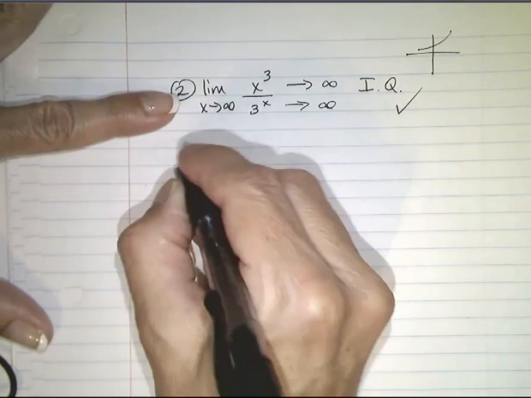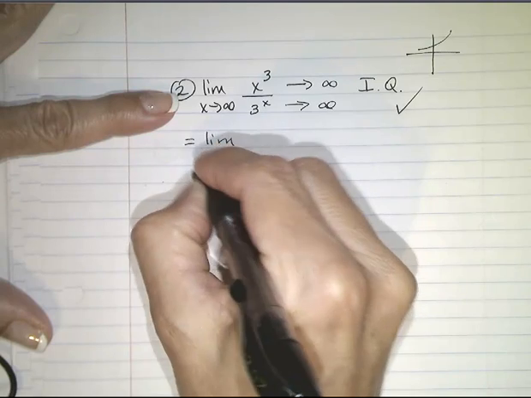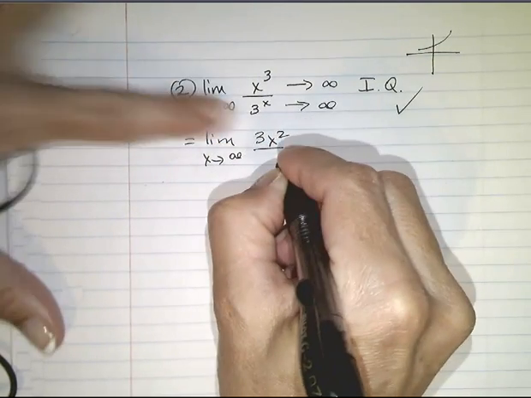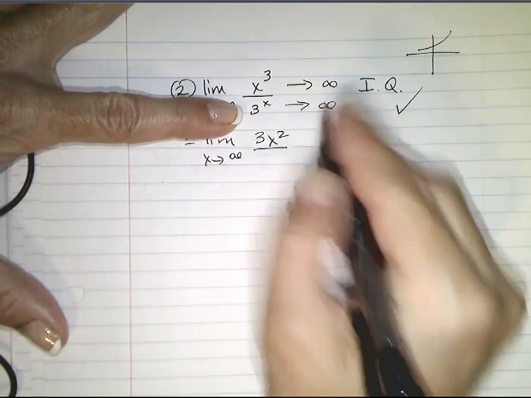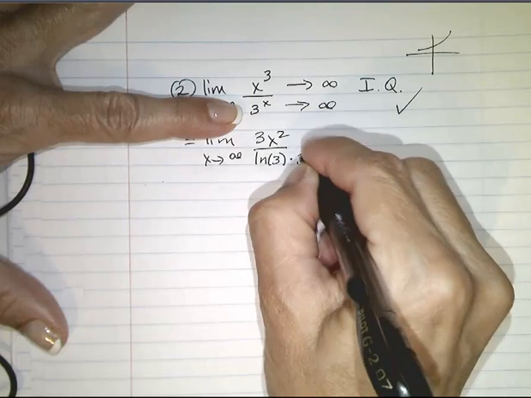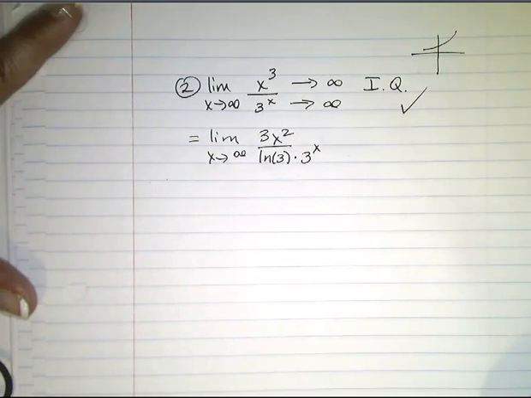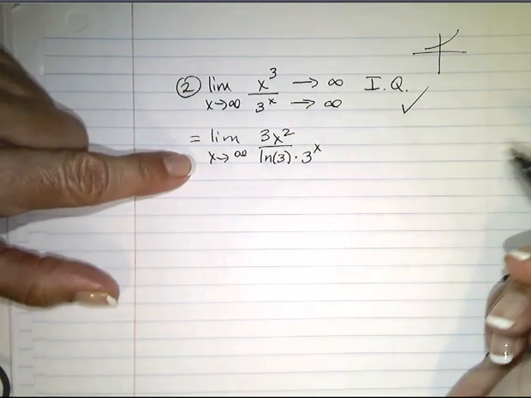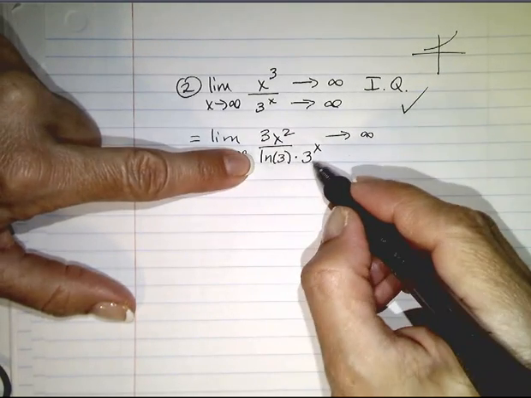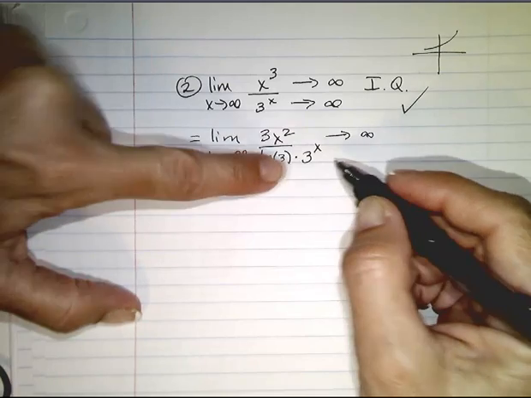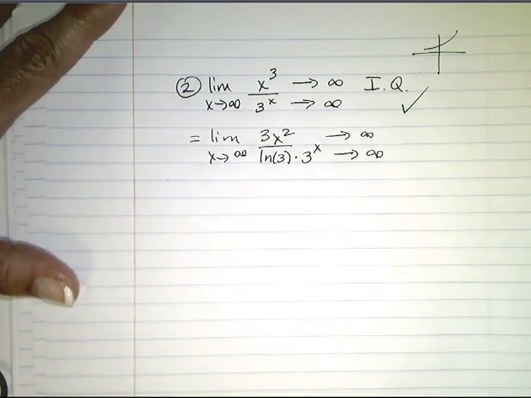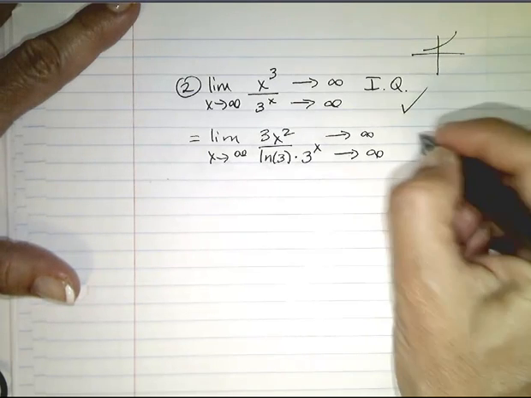So this limit is equal to the limit, as x goes to infinity, of 3x squared over, got to remember the derivative of 3 to the x, and that's ln of 3 times 3 to the x. And I look to see if this has gotten any better, and I see the top goes to infinity and the bottom goes to the natural log of 3 times something going towards infinity, so that just goes towards infinity, and I have an indeterminate quotient again.